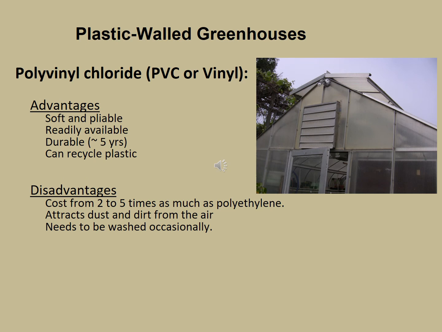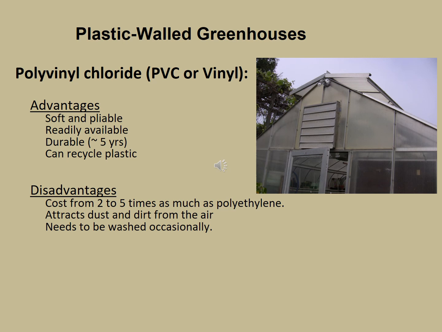PVC greenhouses, or the walls made of PVC, that is a more rigid plastic material, polyvinyl chloride, and they can also be clear vinyl too. These are soft and more pliable, a little more flexible. You can get them easily and replace the panels fairly easily. This is a picture of ours at City College.